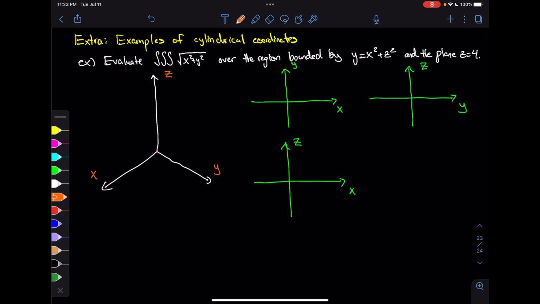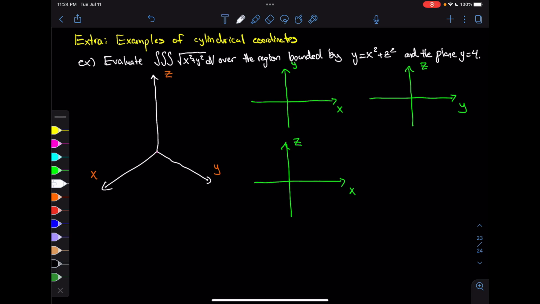And so in this particular problem, we're evaluating a particular function. I guess I should have a dV here, over the region bounded by y equals x squared plus z squared, and the plane, oops, that's not supposed to be a z, that is supposed to be a y. The plane y is equal to 4.